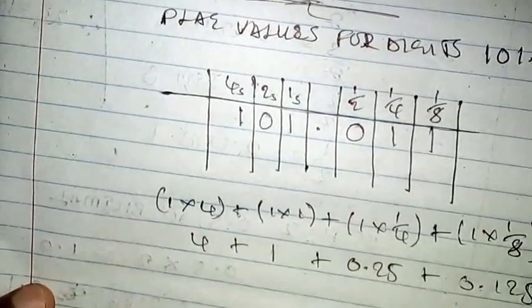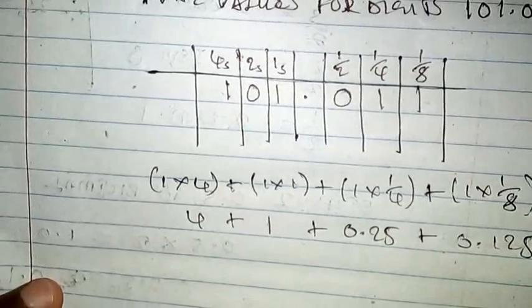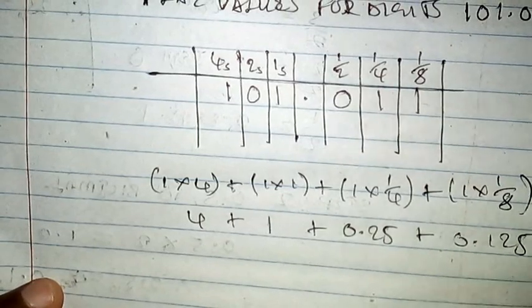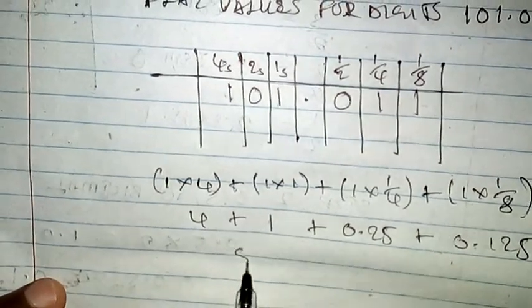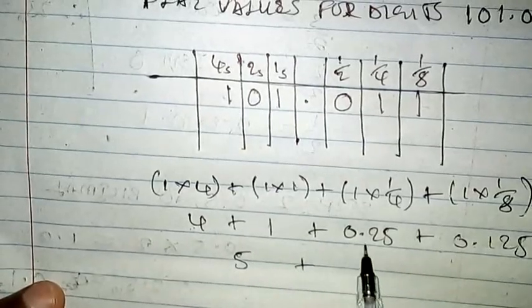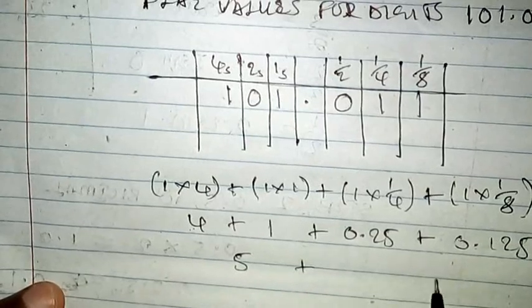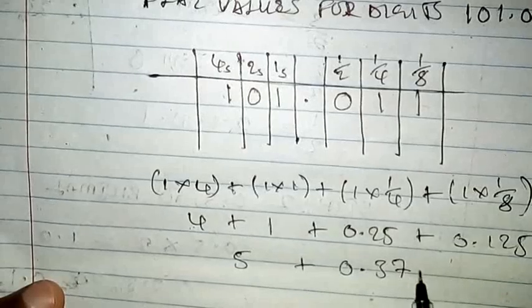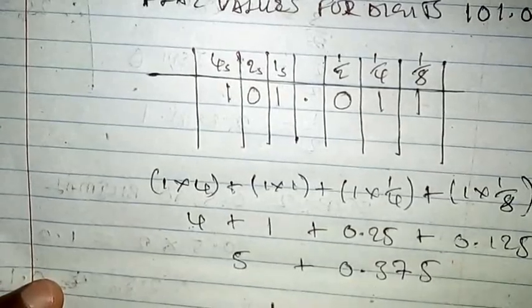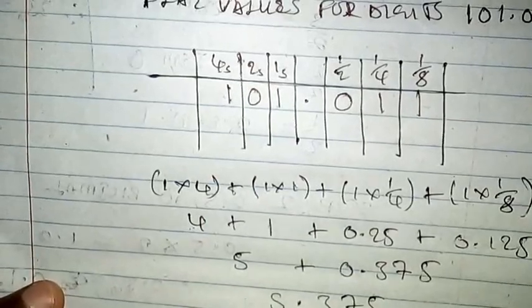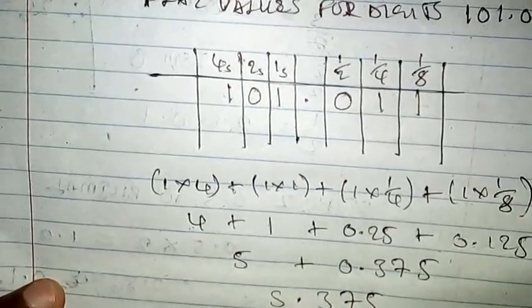I'm just doing this because this is a video and I don't want it to be a long video where I teach you indices and how to multiply fractions and all that stuff. So after doing that, you are going to notice that this gives us a 5. 4 plus 1 is 5, plus 0.25 plus 0.125 is going to give us 0.375. And if you add these, it will give you the final answer, 5.375 base 10. So my friends, that's the answer.